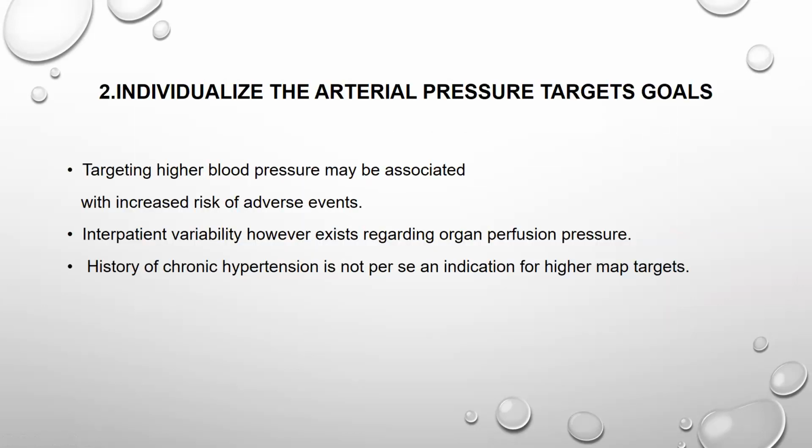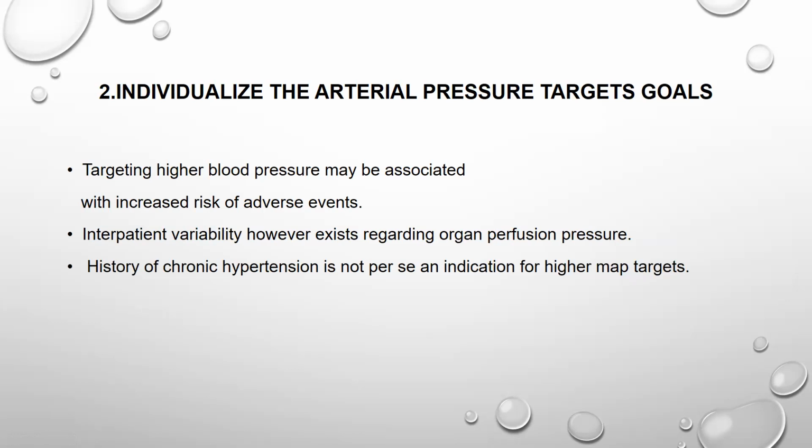The second tip for the use of vasopressor is that you have to individualize the arterial pressure target goals. And for us as pediatricians, we know that the blood pressure varies with the age and with the height of the patient. So we cannot use a standardized blood pressure for everybody. So you have to individualize case by case.